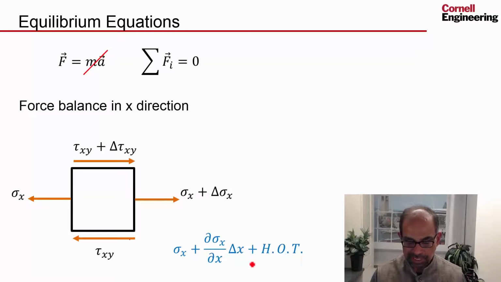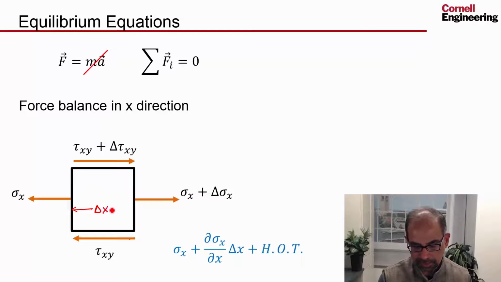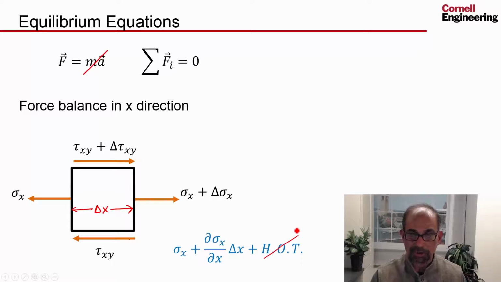I can write a Taylor series expansion for the value here in terms of the value here. So the value here is the value here plus the rate of change in the x direction, that's this, times delta x, being this distance here, plus higher order terms. We are looking at the limit as delta x tends to 0, so we can knock off the higher order terms. That's why we need to look in the limit as delta x tends to 0.